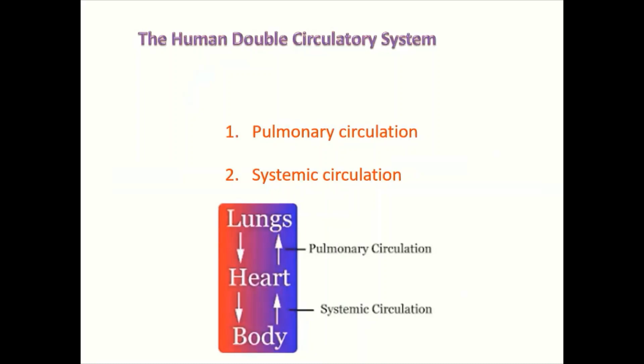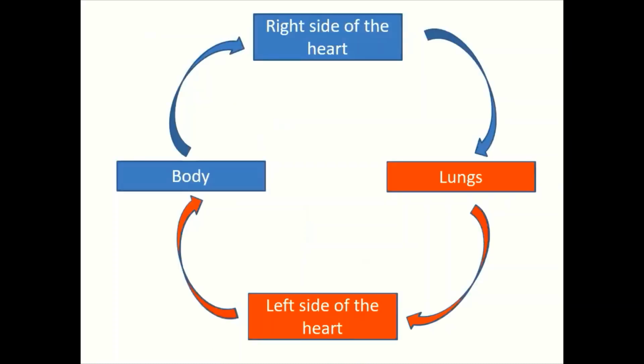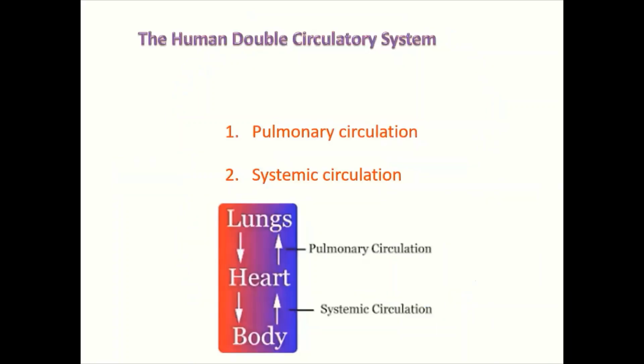So the human circulatory system is a double circulatory system. When you say double, it means twice. It is called a double circulatory system because in one complete circulation of the blood, the blood goes to the heart two times, or twice. So that is why our circulatory system is called a double circulatory system.